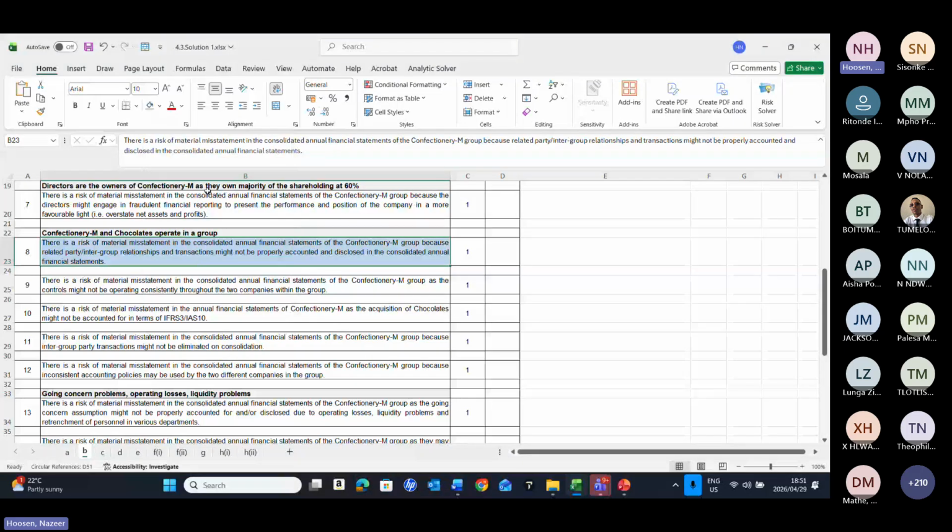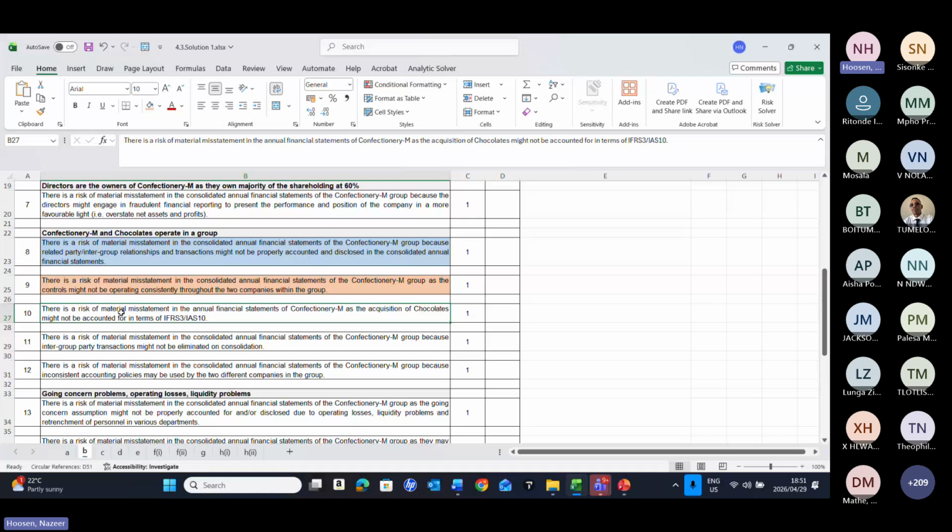There is a risk of material misstatement in the consolidated financial statements as controls may not be operating consistently between the two companies. We did not get that one. Fine, but there could be other trigger points in the scenario. There is a risk of material misstatement in the annual financial statements of Confectionery M as the acquisition of chocolates.